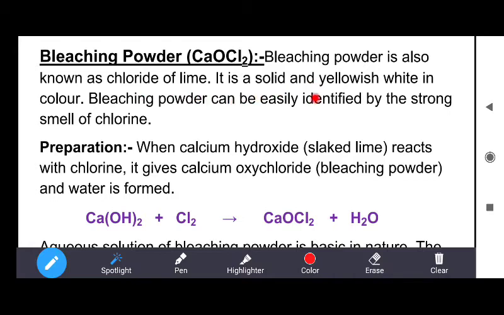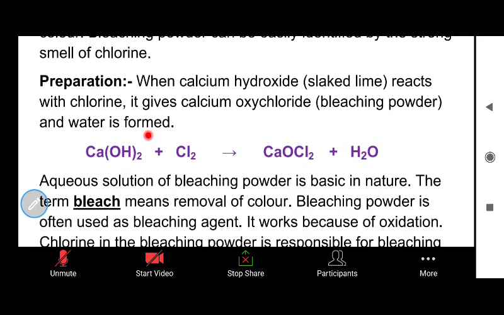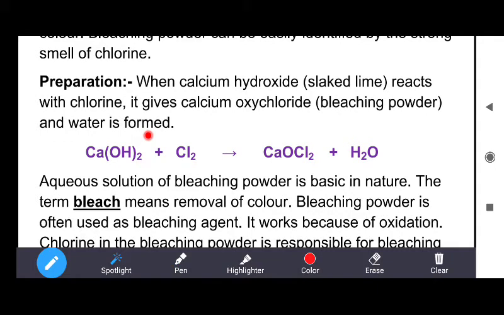It is a solid and yellowish white in color. Bleaching powder can easily be identified by the strong smell of chlorine. When you smell the bleaching powder, then you feel the smell of chlorine, which has a very pungent smell. I think all of you have seen the bleaching powder. There is a cream which is used for the bleach of face.